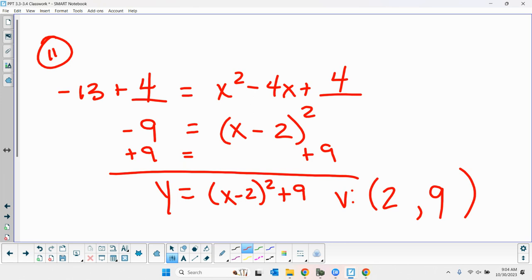And then on the left, what's negative 71 plus 49? Anybody have that already? Cole, you got it? -22. Yeah. So you should have negative 22 equals x plus 7 squared. And then add the 22 over.